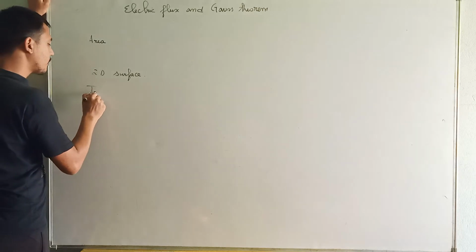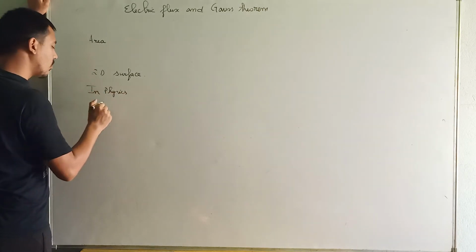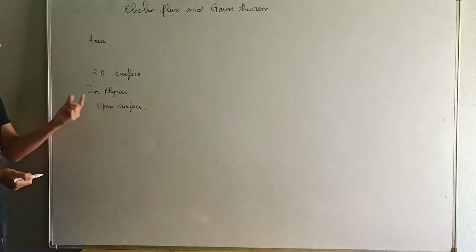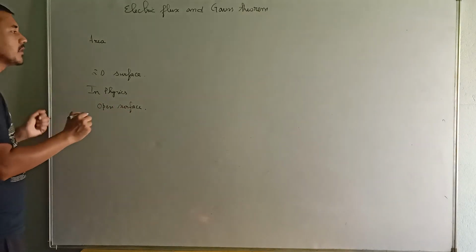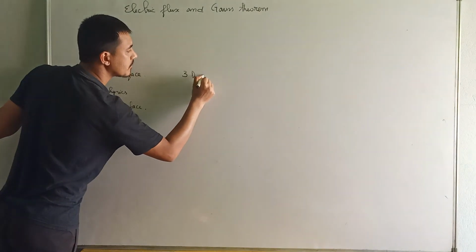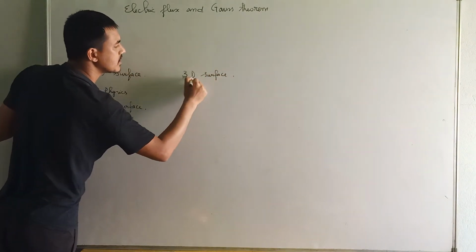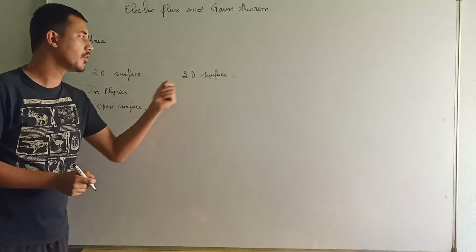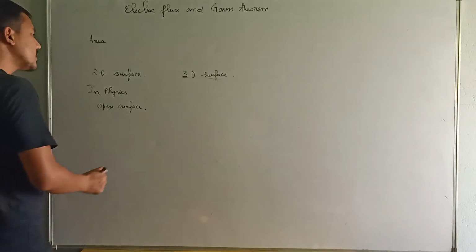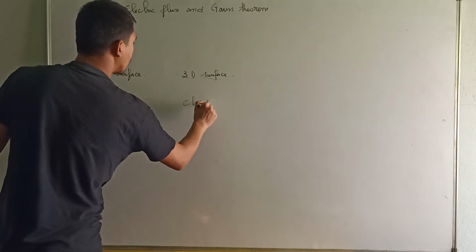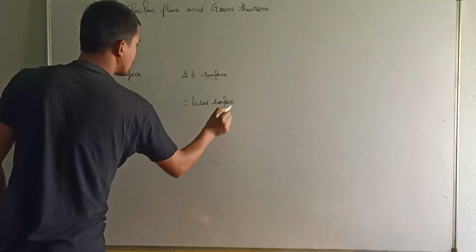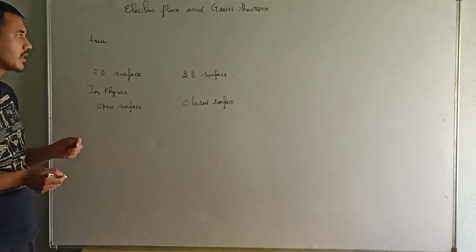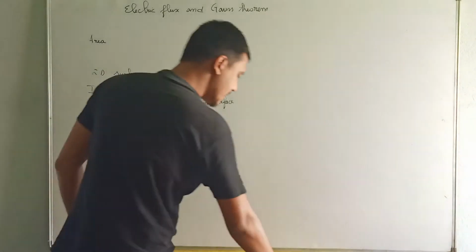In physics, we call it an open surface. 2D surfaces are called open surfaces. And 3D surface: in maths, 3D surface means cone, cylinder, sphere, cube, cuboid. In physics, we call it a closed surface. So this is going to play a very important role in electric flux and Gauss theorem. They are the hands and feet of electric flux and Gauss theorem.